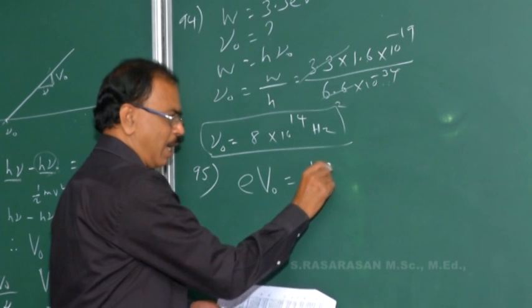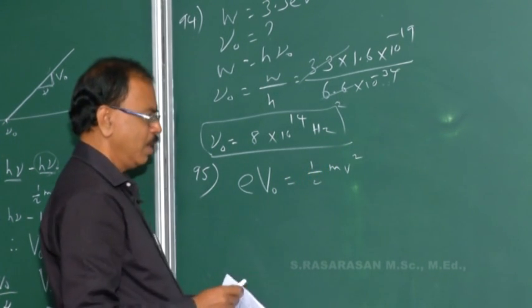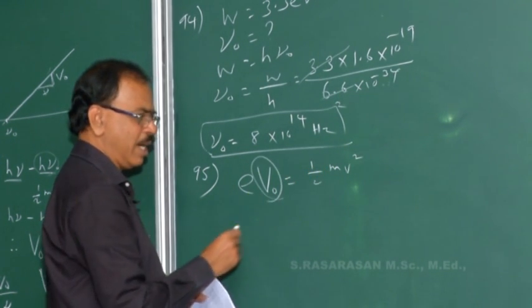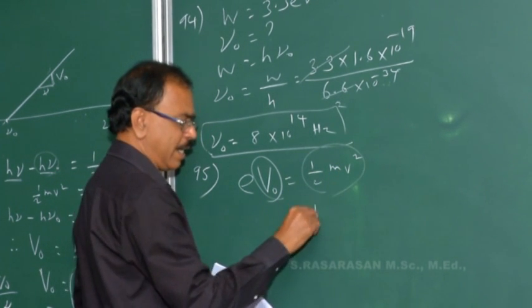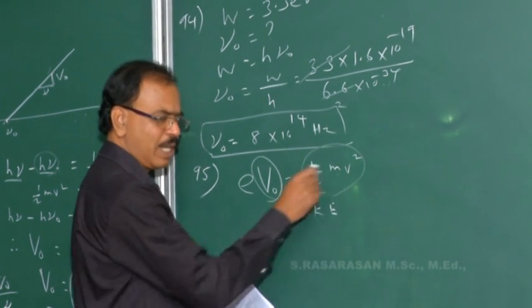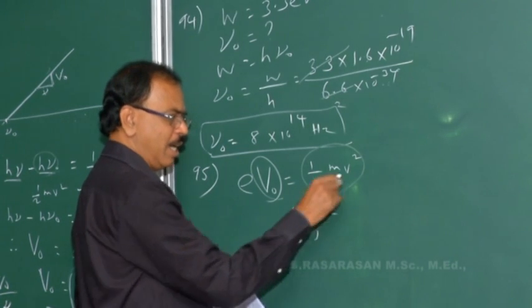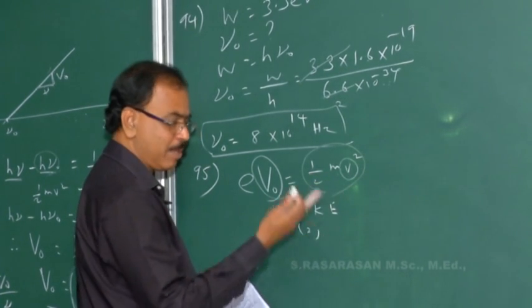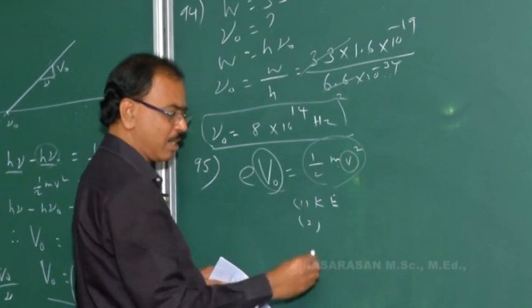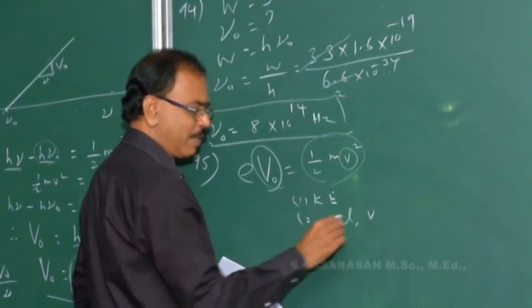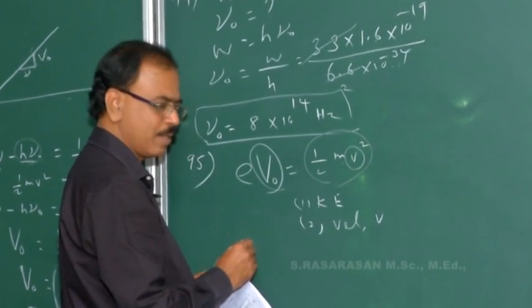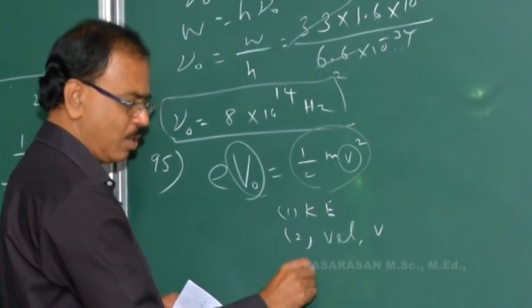eV0 is equal to half mv square. So the stopping potential V0 depends upon, one, the kinetic energy of the moving electron. Second, the kinetic energy depends on mass and velocity. Mass of the electron is constant, so it depends on the velocity of the moving electron. Stopping potential depends on this.